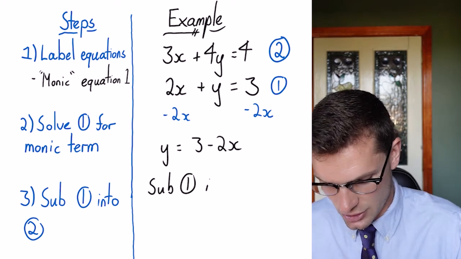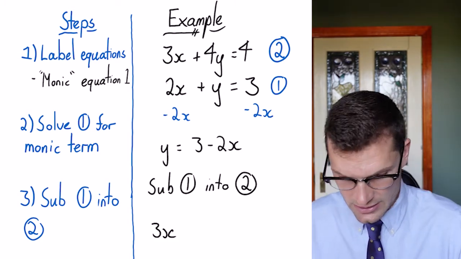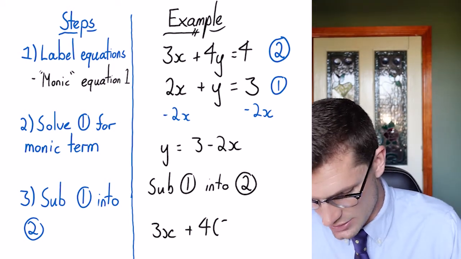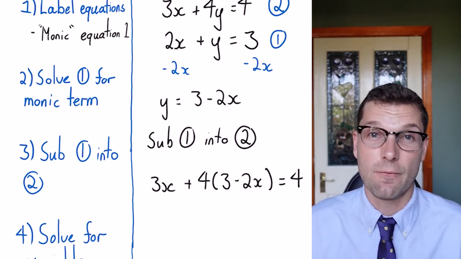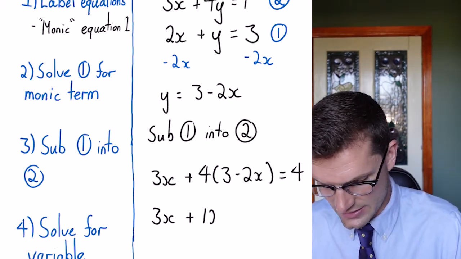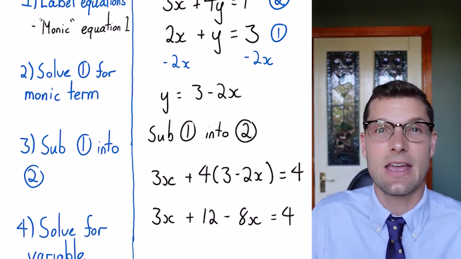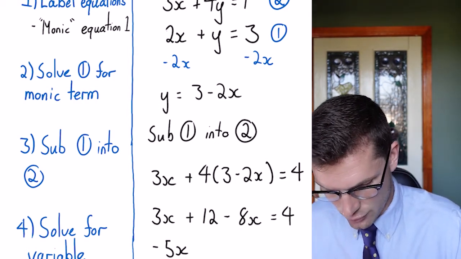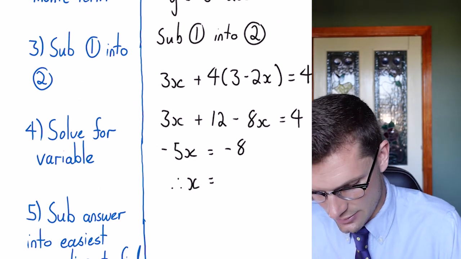So sub 1 into 2, which means that I've now got 3x plus 4, and instead of y, I'm writing 3 minus 2x, and that's equal to 4. From here, I've just got to solve for x. So 3x plus 12 minus 8x is equal to 4. I've got to collect my like terms and get the non-algebraic terms to the other side. So I've got minus 5x is equal to minus 8. Therefore, x is equal to 8 over 5.